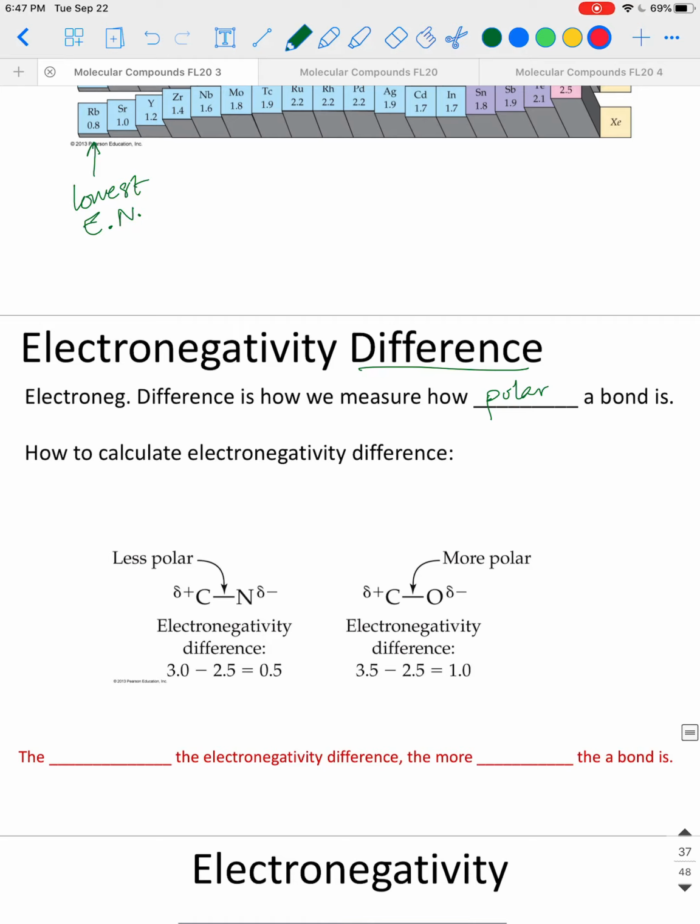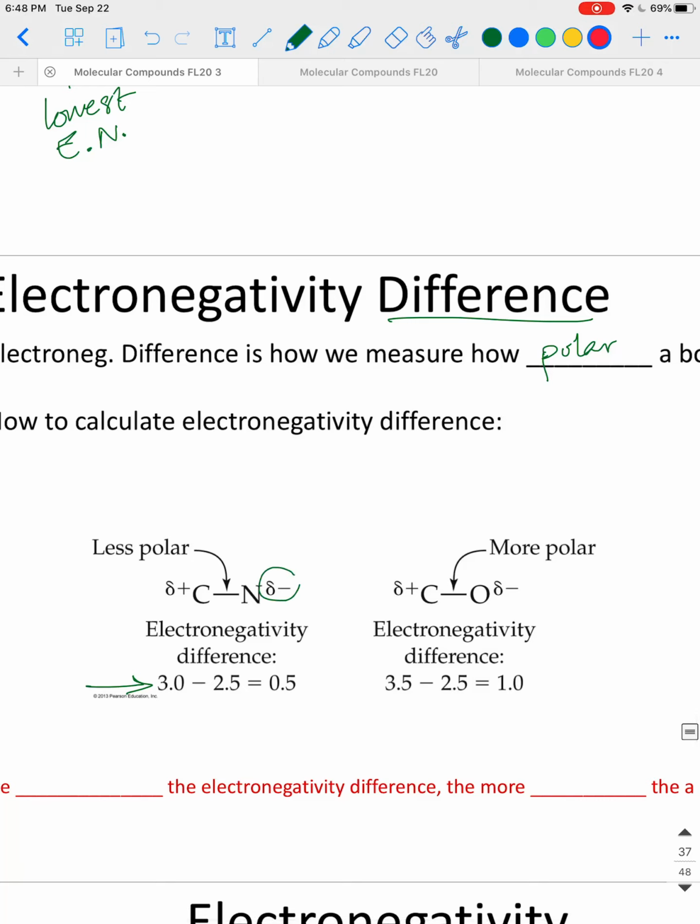So let's look at the figures here. We have a bond between carbon and nitrogen. If we grab those electronegativity values, they are represented down here. You take the more electronegative element, which in this case is nitrogen. We see the partial negative associated with nitrogen. It's more electronegative. It wants electrons more than carbon. It has a value of 3. Carbon is partial positive.